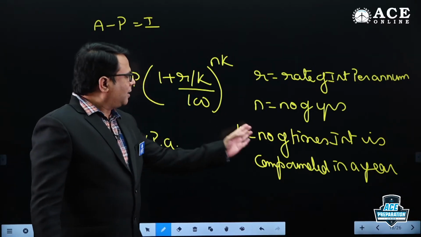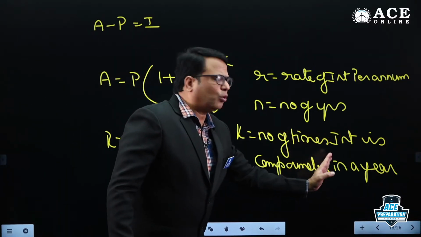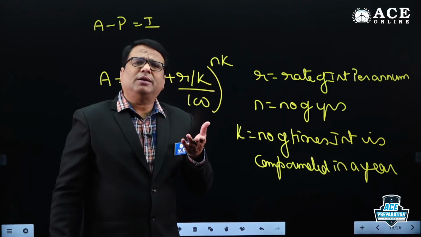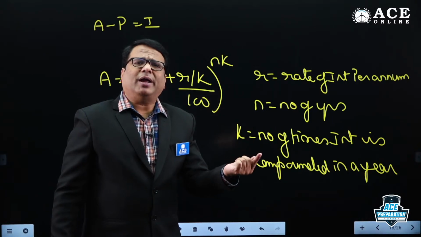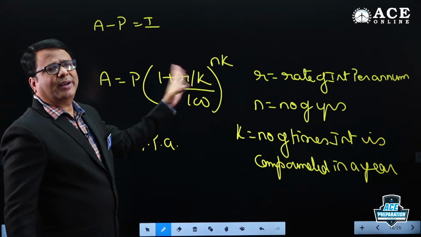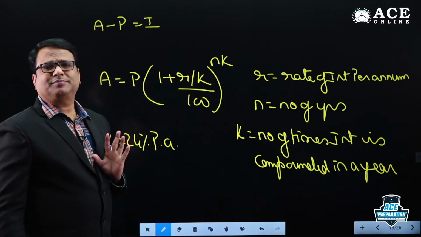Because what is K? The number of times interest is compounded in a year. So if interest is compounded yearly, the K value will become 1. So in place of R, we write 24, and in place of K, we substitute 1. That's it, 24 by 1.